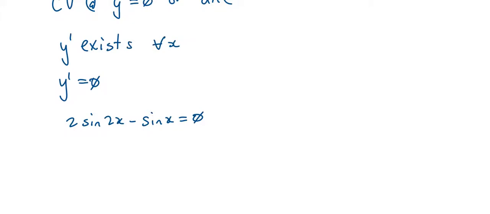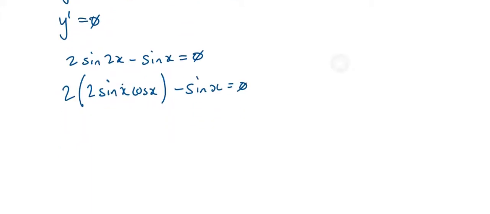Good. I think we saw that yesterday, didn't we? So 2 times 2 sine x cos x minus sine x equals 0. I'm going to put these together. 4 sine x cos x minus sine x equals 0. Now what do I do?